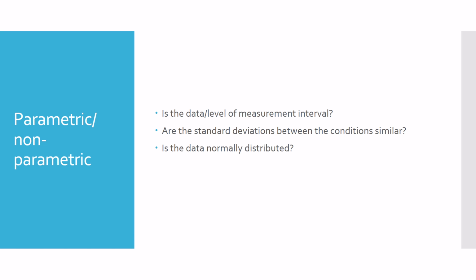Okay. Are the standard deviations between the conditions similar? Again, yes, you can use a parametric test. No, you can't, because if the standard deviations are similar, the data is similar, which means that it's good quality data. If there's a very big difference between standard deviations, then it's poor quality data, and you can't use a parametric test. And is the data normally distributed? Yes, parametric. No, non-parametric. Okay.